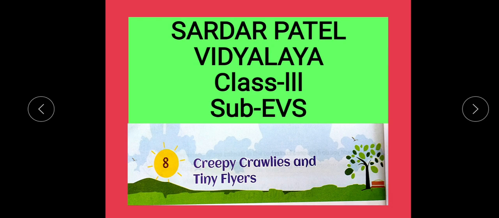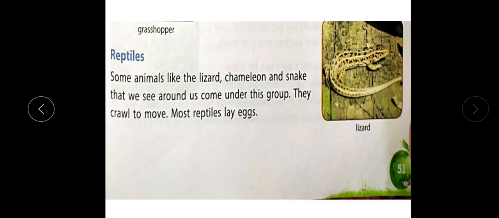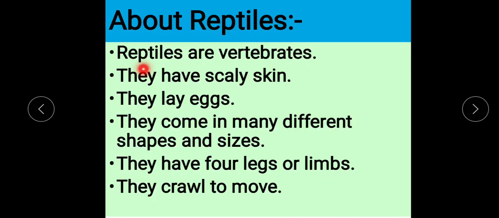Today we'll discuss reptiles. So let's see here. Reptiles are vertebrates. Like now only we were talking about insects. Insects are invertebrates. So the meaning of invertebrates: some animals which do not have backbones. But reptiles are vertebrates, which means they have backbones. This is the main, very important difference between insects and reptiles.